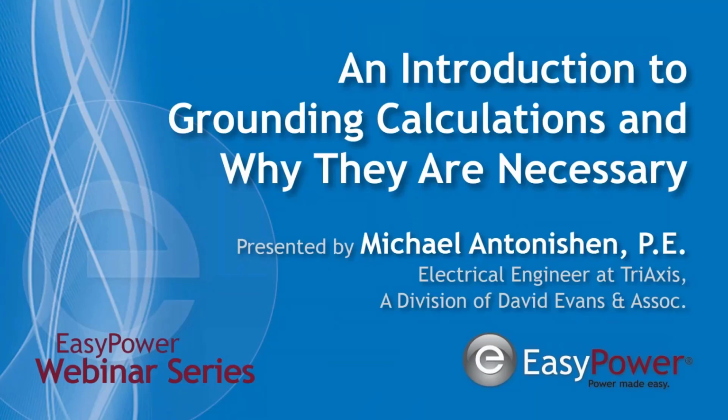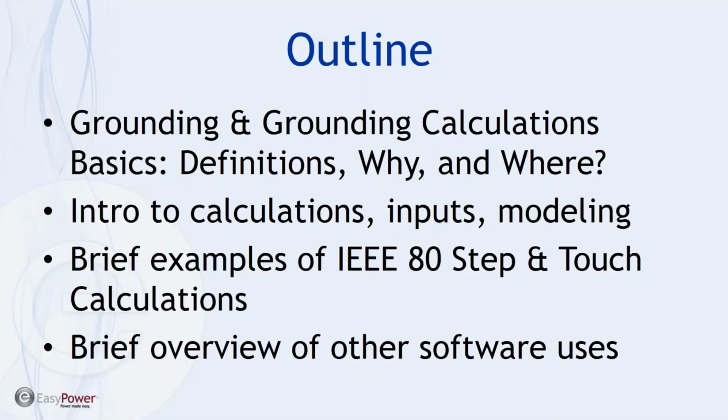The type of calculations that we'll be discussing today are most commonly associated with IEEE 80, which is the IEEE guide for safety and AC substation grounding. Power and electrical system grounding is a massive topic and can be very confusing. So today we're just going to go over the basics of what the calculations are, where and when to use them, with some examples from the real world sprinkled in.